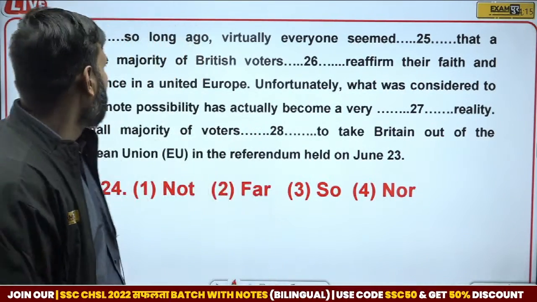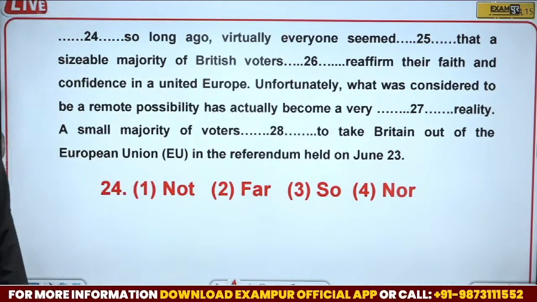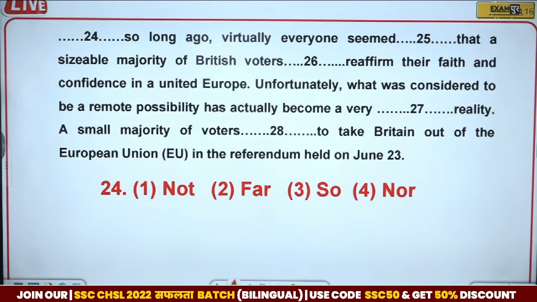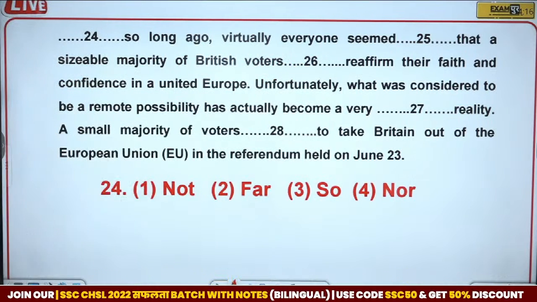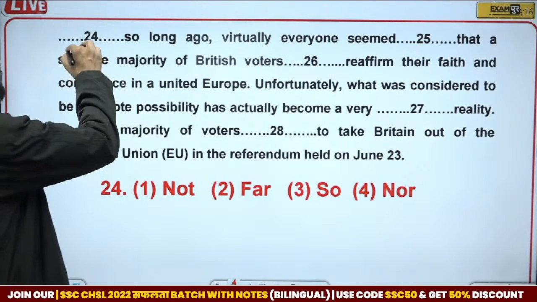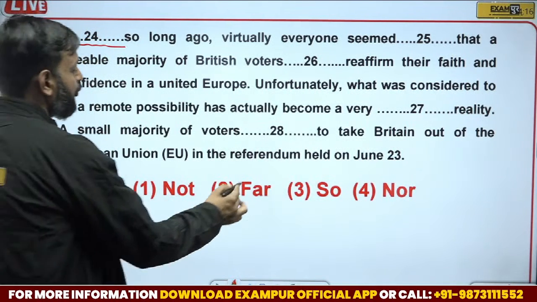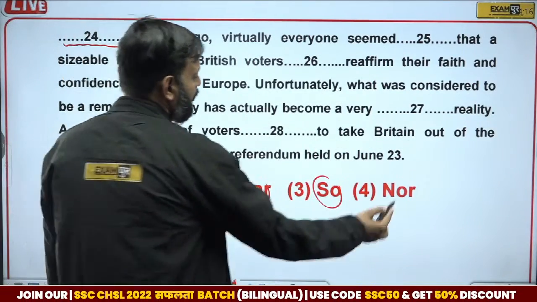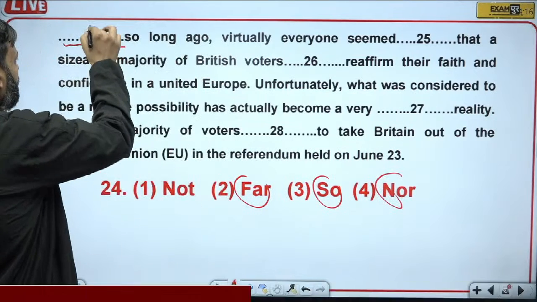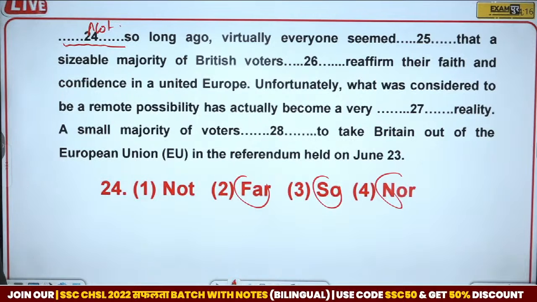Okay. So this is a cloze test for you. Blank, so long ago, virtually everyone seemed blank, that a sizable majority. So here we have the first blank. What should be there? Far so long has no meaning, so long so ago has no meaning. There should be not so long. Not so long ago.